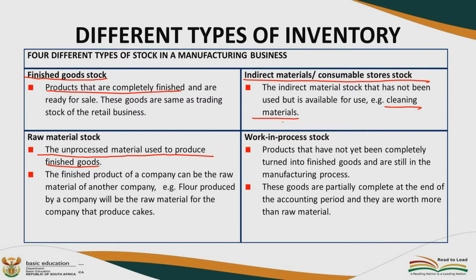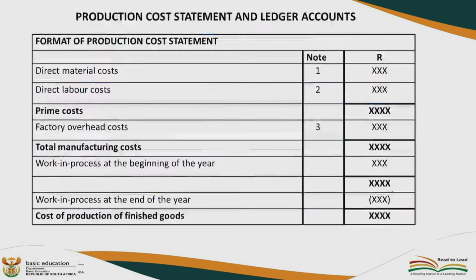Lastly, boys and girls, I have the fourth type of stock, which is what we call the work in process stock. As I had said earlier on, these are products that have not yet been completely turned into finished goods and are still in the manufacturing process. We're still working on them. Or we can say these are goods that are partially complete. So once you understand your 4 different types of inventory, it becomes easy for you to answer a particular exam question.